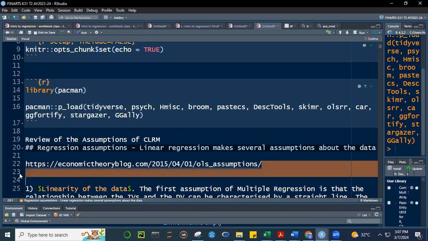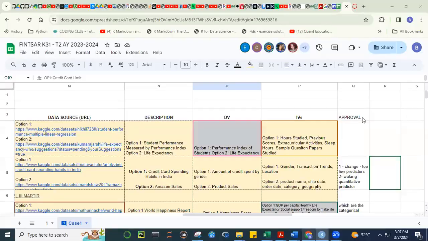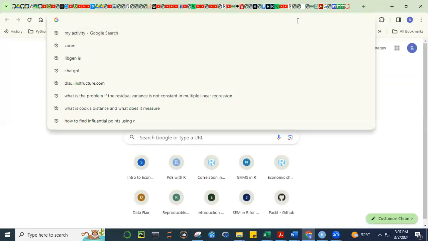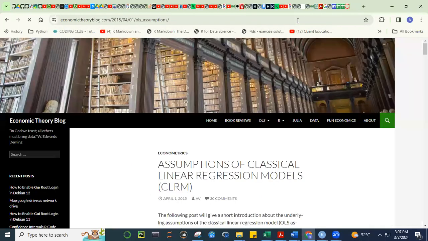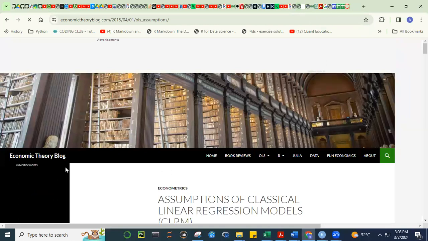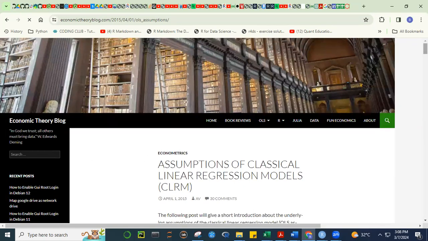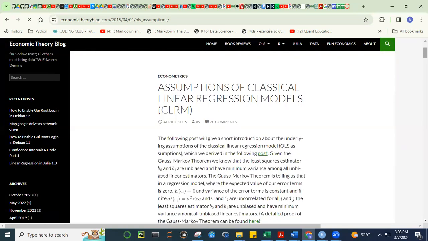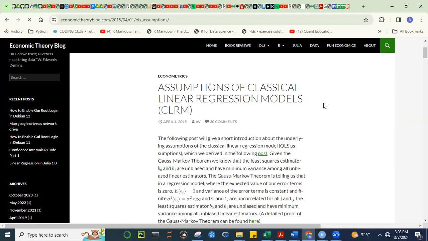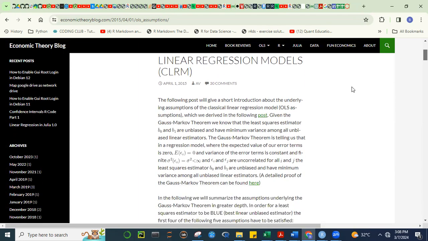I shared with you this one. Okay, Control C. Let's open this. Okay, so this is an economic theory blog. Who made this? The author is not here. Anyway, the author wrote something about the assumptions of the classical linear regression model, or CLRM. Okay. So this post is a brief introduction about the underlying assumptions of CLRM, classical linear regression model, aka OLS assumptions, ordinary least squares.